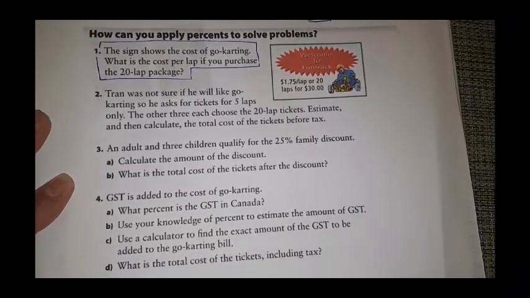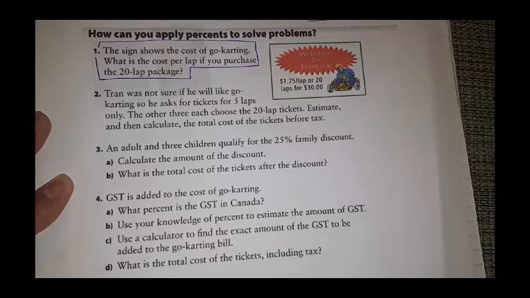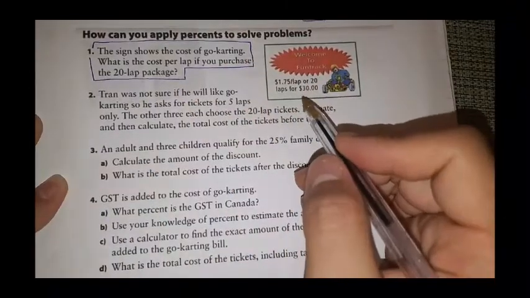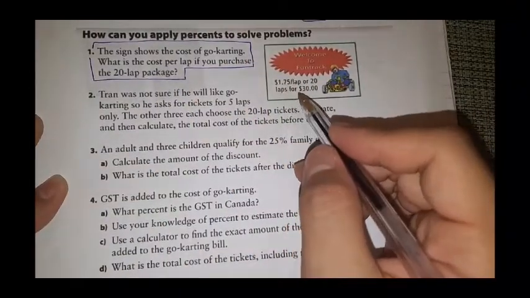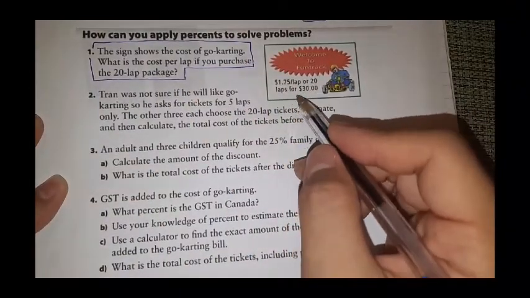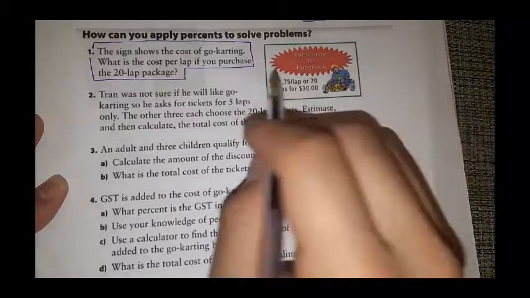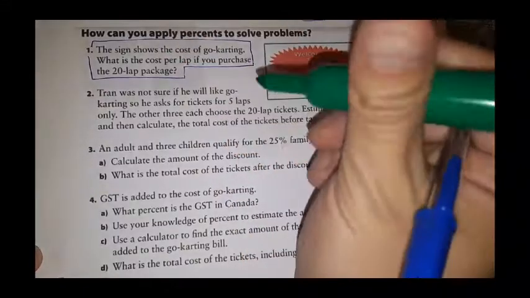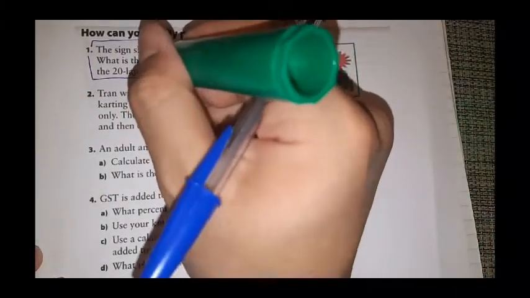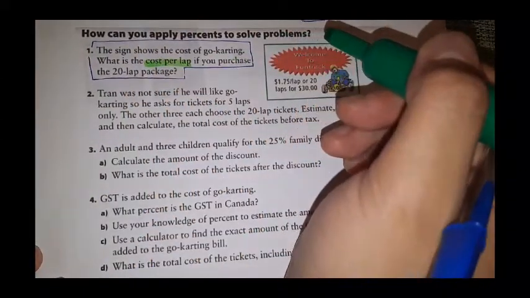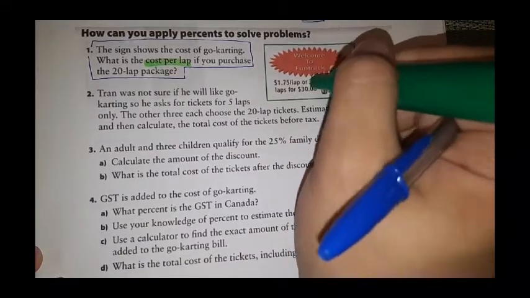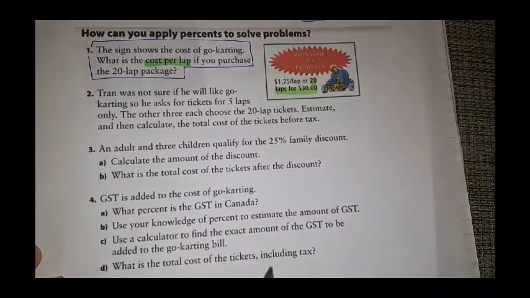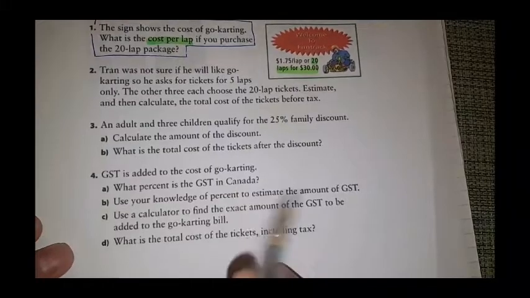Now, at this point, I assume that you paused the video and copied the question. So let's figure this out. The sign on the right side shows $1.75 per lap or 20 laps for $30. So we're trying to find out the overall cost per lap if we purchase the 20 lap package, which is this option over here. So let's solve this question.